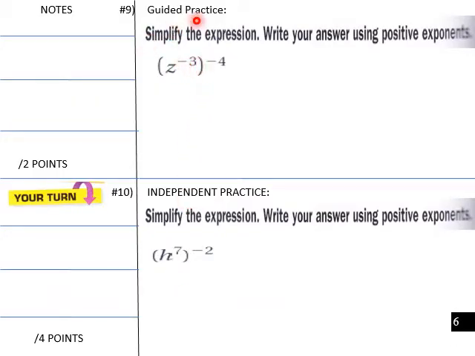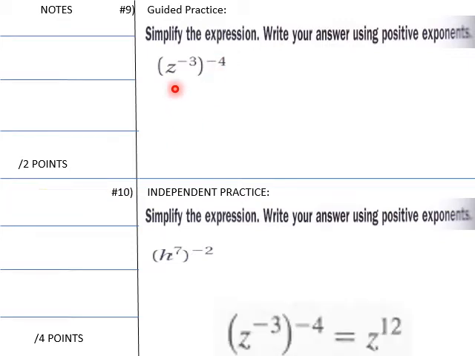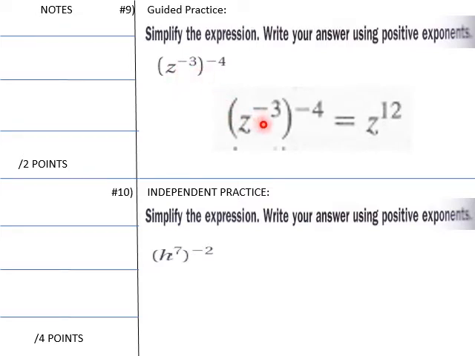Okay, let's go into our guided practice. Simplify the expression. Write your answer using positive exponents. So we have z to the negative third power, all of this inside to the negative fourth power. So to evaluate that, what we need to do is z to the negative 3 to the negative fourth power. So to do that, this will be a negative times a negative 3 will be z to the 12th power. That would be the simplification of this expression here. And then students, this is yours down here. Do that on your own.